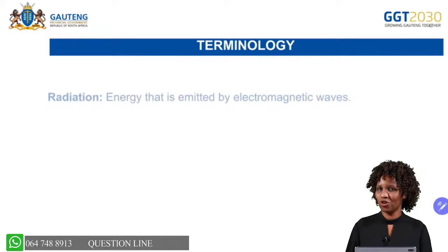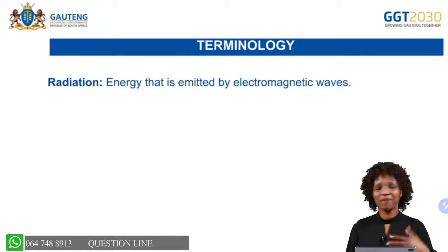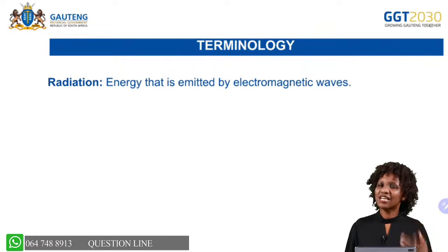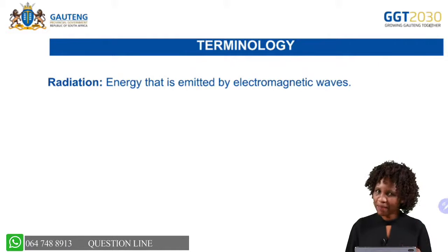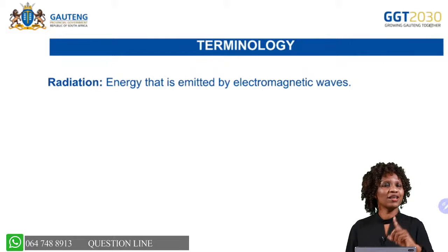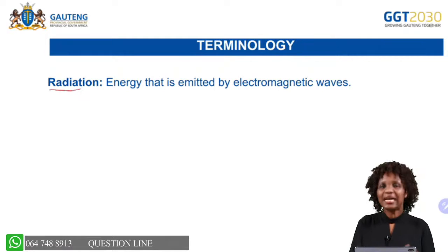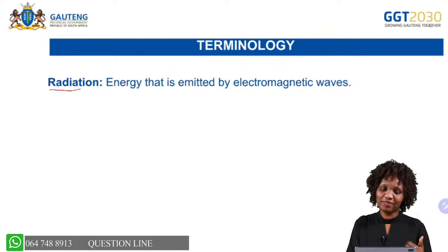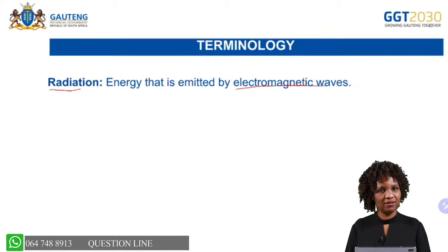Let's look at our terminology. Remember, in each and every lesson, we come across new words. We need to define some words in order for us to understand better. So pay particular attention, grade 8, so that you'll understand better. Let's look at the first term, radiation. What does the word radiation mean? Radiation, this is the energy that is emitted by what? By electromagnetic waves.